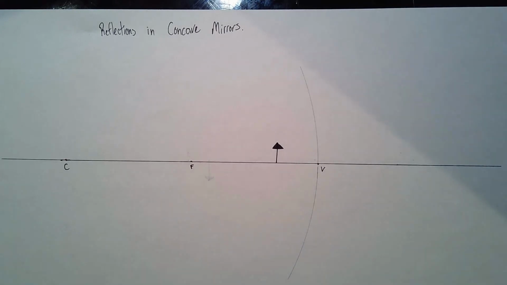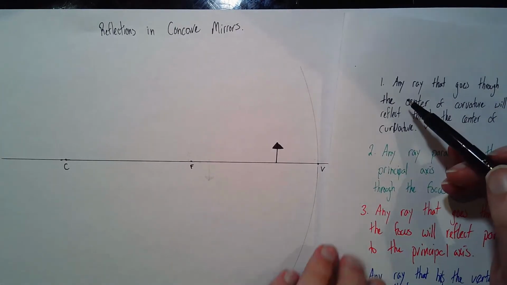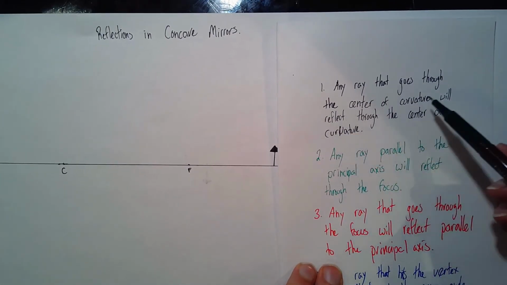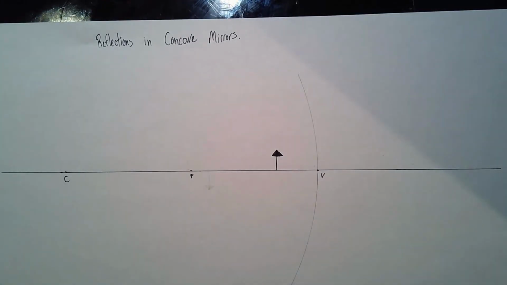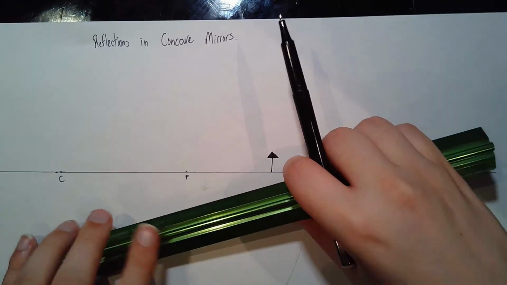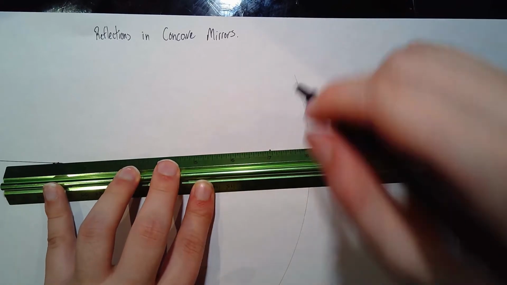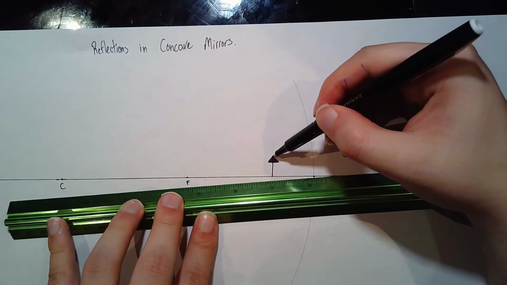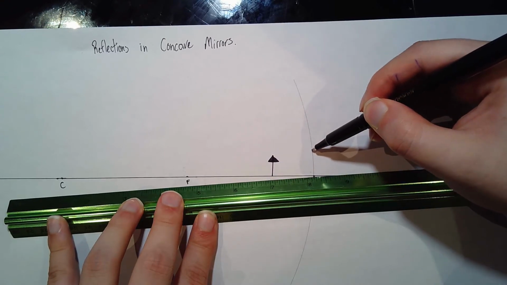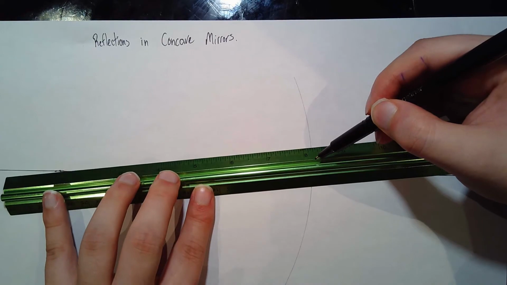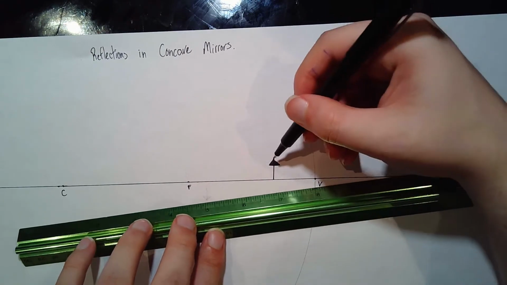And so we're going to be using the same four rules that we were looking at last time. So number one, any ray that goes through the center of curvature will reflect through the center of curvature. And so let's start off with this one. Now in this case, this ray is not literally going to go through the center of curvature on its way to the mirror, right? So our object is here, so our rays of light are going to go towards the mirror. But as long as that ray of light is lined up with the center of curvature, it will follow the exact same rule, right?